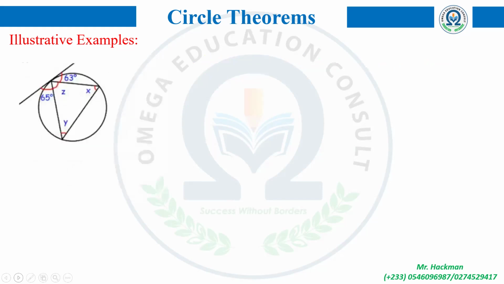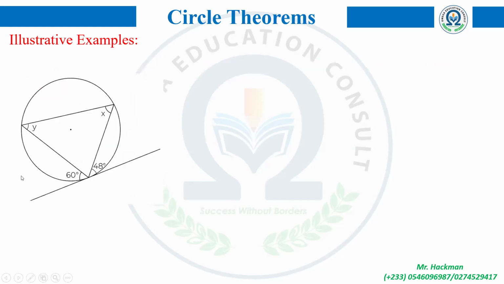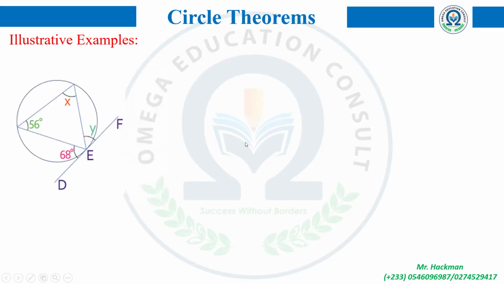So that will be it for this, and this one too is the same thing. This x will be equal to this angle, and this y will be equal to this angle. So take notes. Then basically, it's the same situation here as well. x will be equal to this, y will be equal to this.